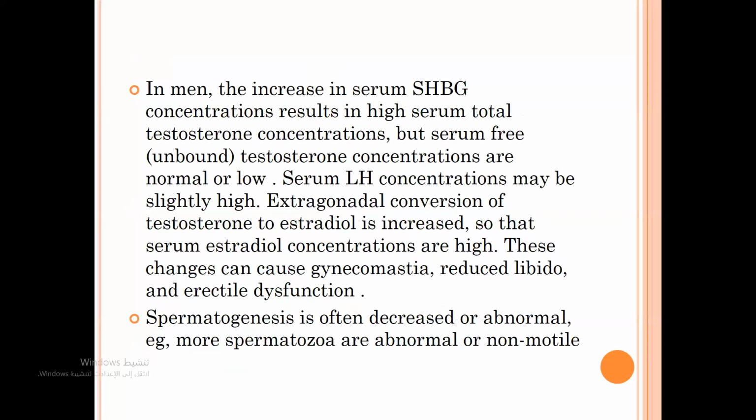In men, the increase in serum SHBG concentration results in high serum total testosterone concentration, but serum free unbound testosterone concentration is normal or low. Serum LH concentration may be slightly high. Extragonadal conversion of testosterone to estradiol is increased, so serum estradiol concentration is high. Spermatogenesis may be decreased or abnormal.